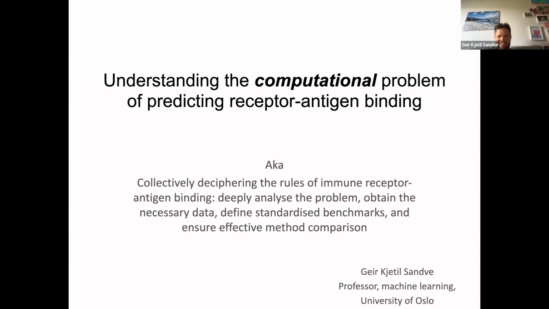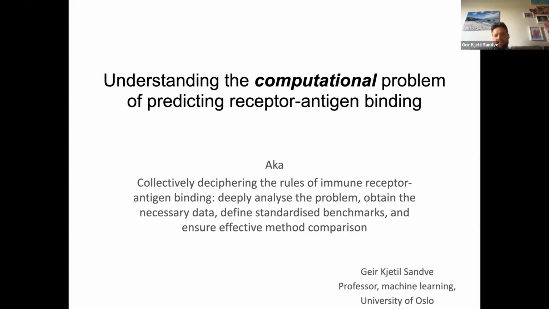instead of a title, I guess I had almost like an abstract for this talk, which I called Collectively Deciphering the Rules of Immune Receptor-Antigen Binding: deeply analyze the problem, obtain the necessary data, define standardized benchmarks, and then ensure effective method comparison. I wanted it a bit long because I wanted something a bit specific with it. But I also made a short title to make Victor a bit more happy, which was understanding the computational problem of predicting receptor antigen binding.